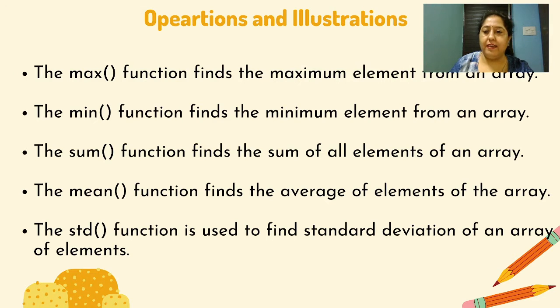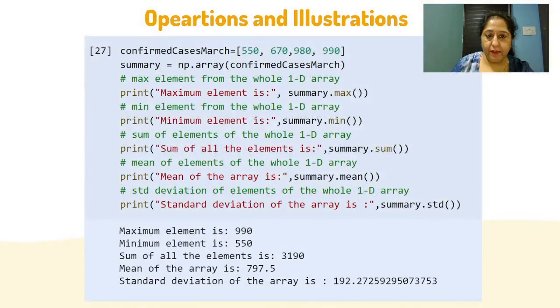Now let us understand the statistical operations first on a one-dimensional array. The function max finds the maximum element from a one-dimensional array. Likewise, the functions min, sum, mean, and std, which is the function for the standard deviation of the array. Let us understand this with an example.